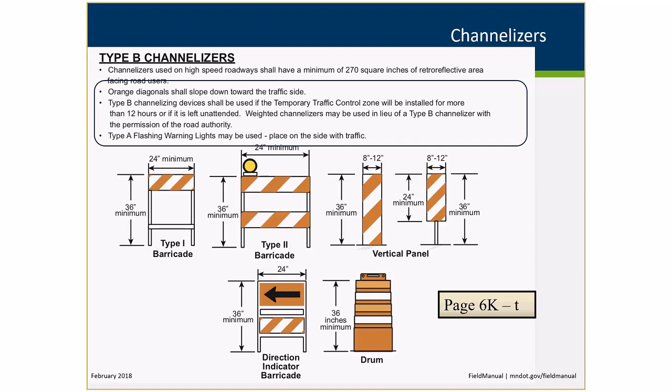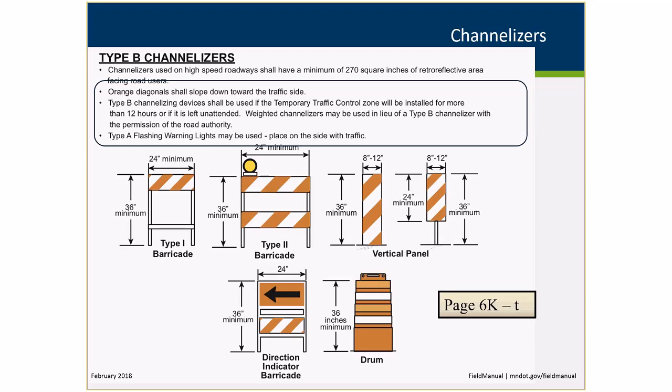But there are certain situations in which a weighted channelizer may be a good option instead of a drum. If you've got tight geometry that you're driving or controlling traffic around, or if you've got access points around which drums would cause a sight hazard for people trying to get out of that location, you can use these weighted channelizers. So we're just letting people know that that's an option with the permission of the road authority. And we also added guidance in here about the Type A flashing warning lights, where those ought to be located.